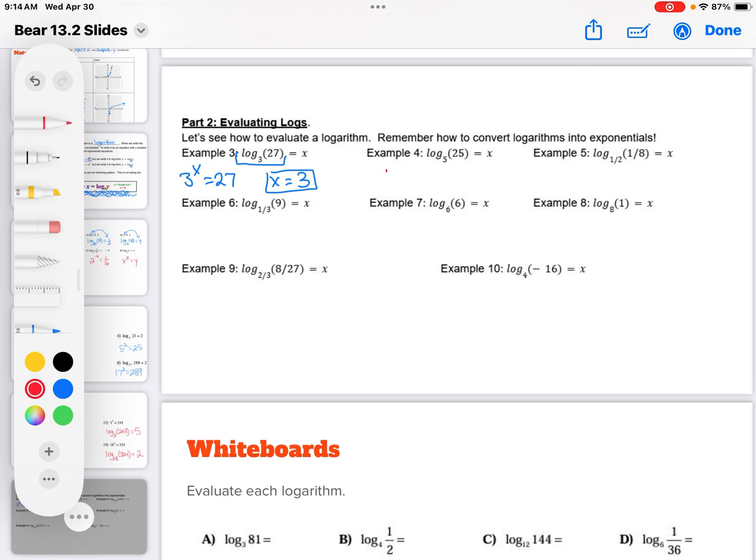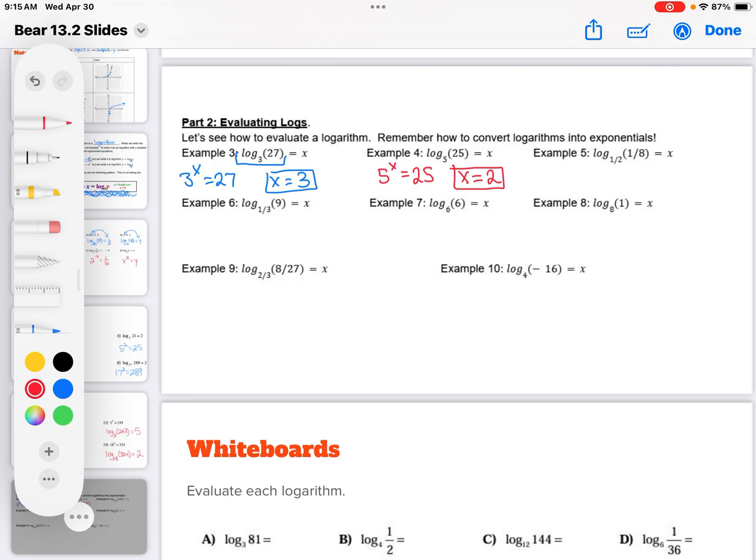For the next one, you'd write 5 to the x equals 25. And then you want to ask yourself, 5 to what power gives me 25? Well, if I do 5 squared, that's 25. So that means x equals 2. And therefore, the log base 5 of 25 is equal to 2.